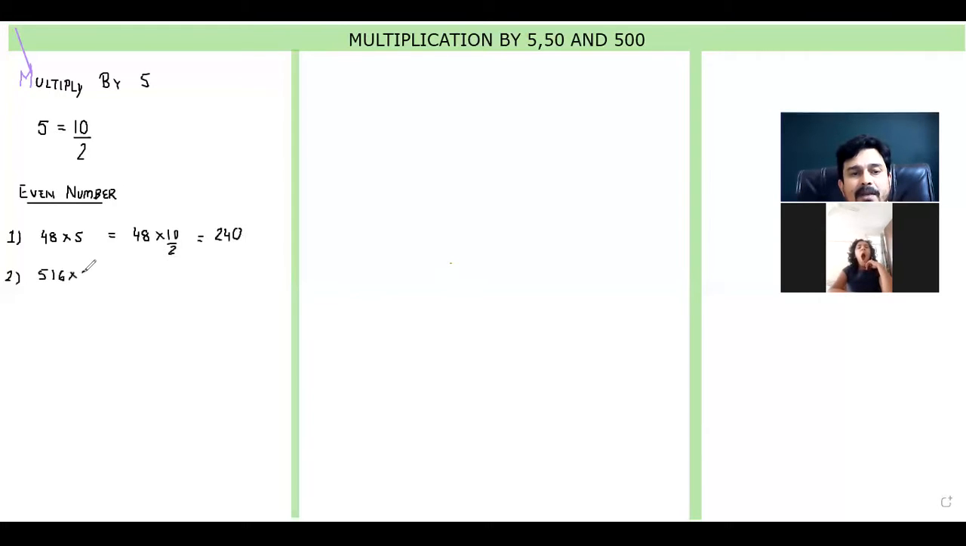516 times 5. Now I will consider this 5 as 10 upon 2, and divide by 2. 5 divided by 2 is 2. Now this becomes 11. 11 divided by 2 is 5. This becomes 16. 16 divided by 2 is 8. And then it is followed by 0.